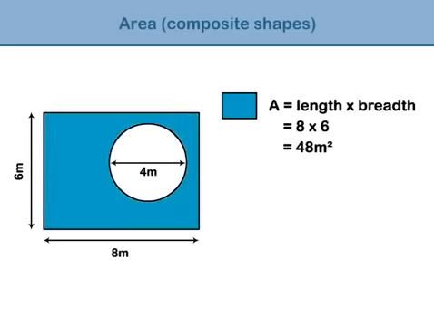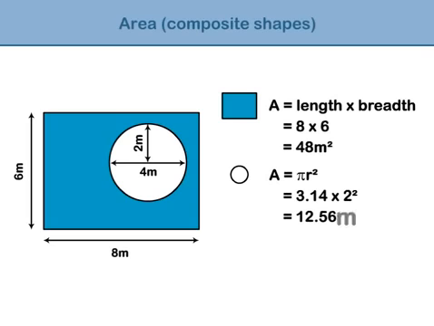Next, we need to find the area of the circle. The diameter of the circle is 4 meters, so the radius is 2 meters. Use the formula area equals pi r squared, which is 3.14 times 2 times 2, which gives an answer of 12.56 meters squared.